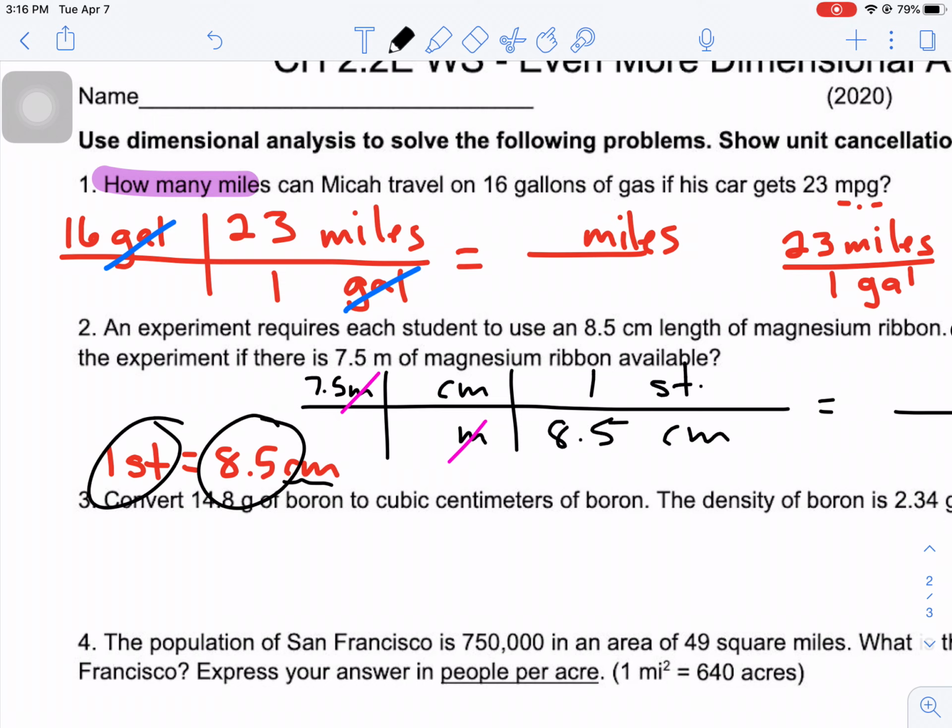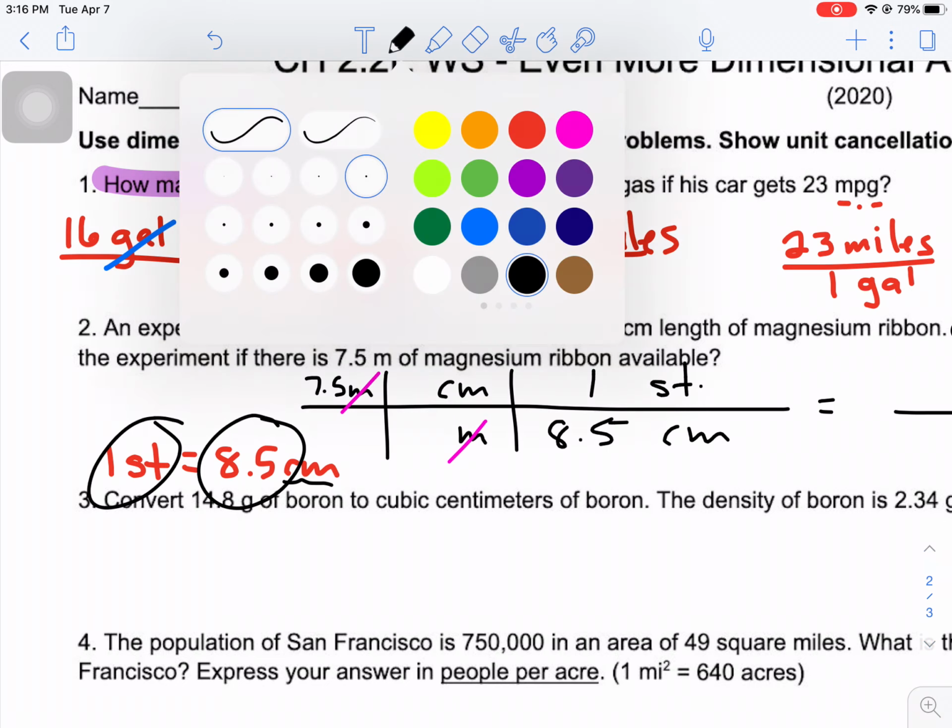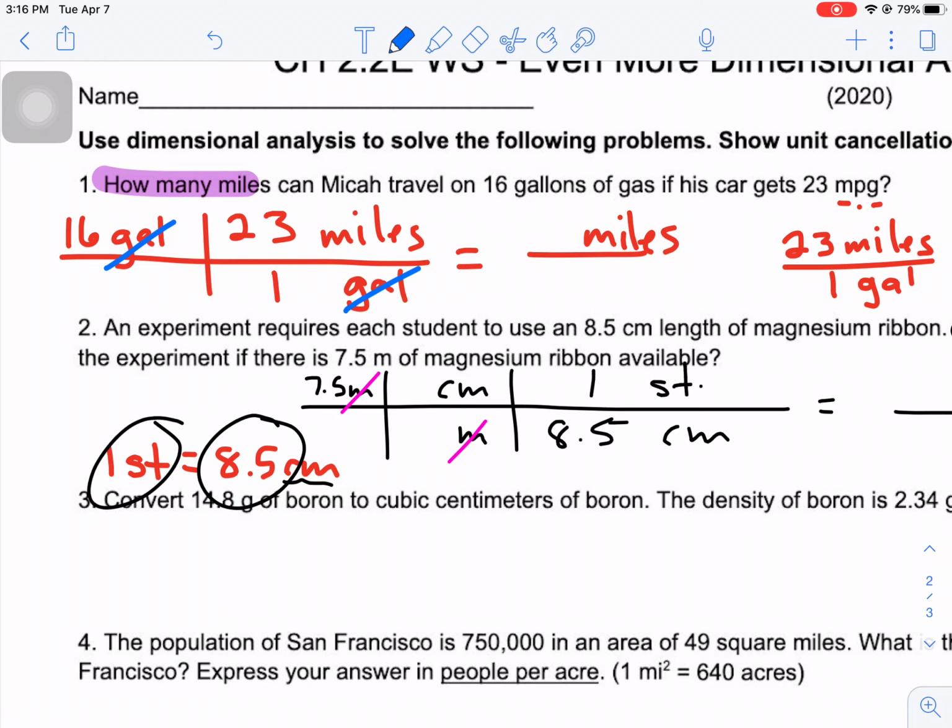So you have 7.5 meters. You're going to have to convert that to centimeters. Once you're in centimeters, then you're going to use the students per centimeter to cancel out centimeters, and that should leave you in units of students.